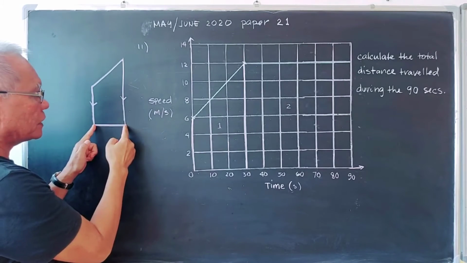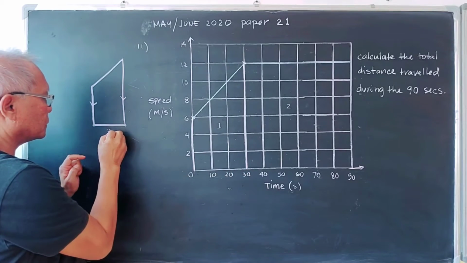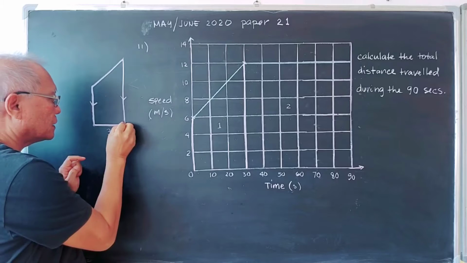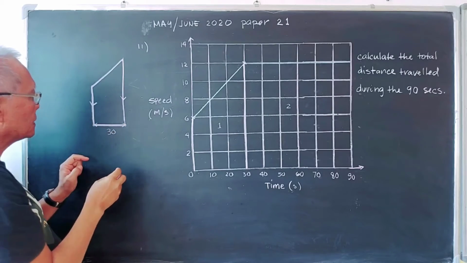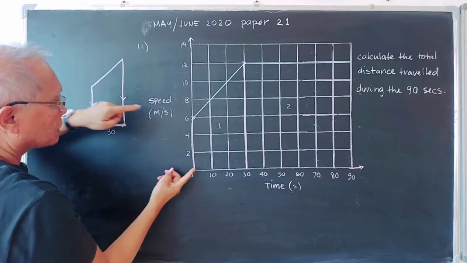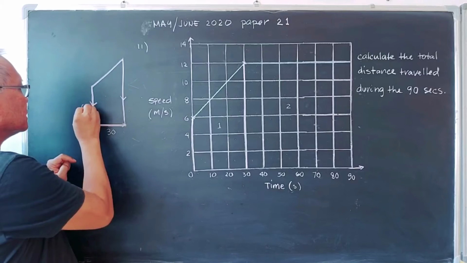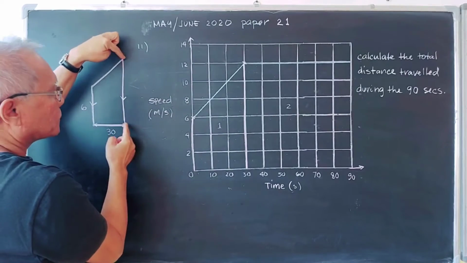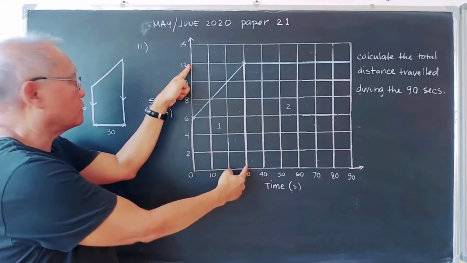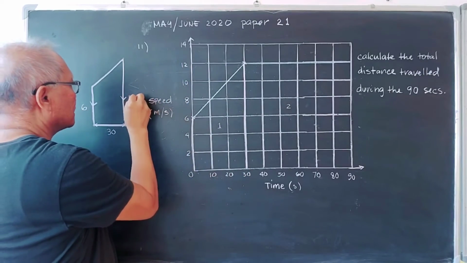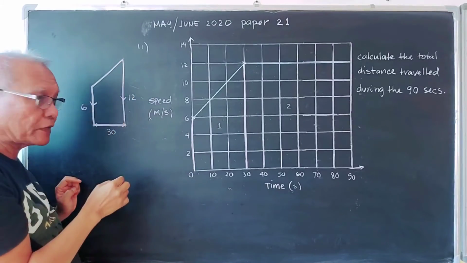Here, this one is 30 minus 0, so this one is 30. This one is the distance between the two parallel sides. Now, this one is 6, since 6 minus 0 is 6, and this one is 12. So this one is 12. We have already been given these, and we don't need this slanting one.